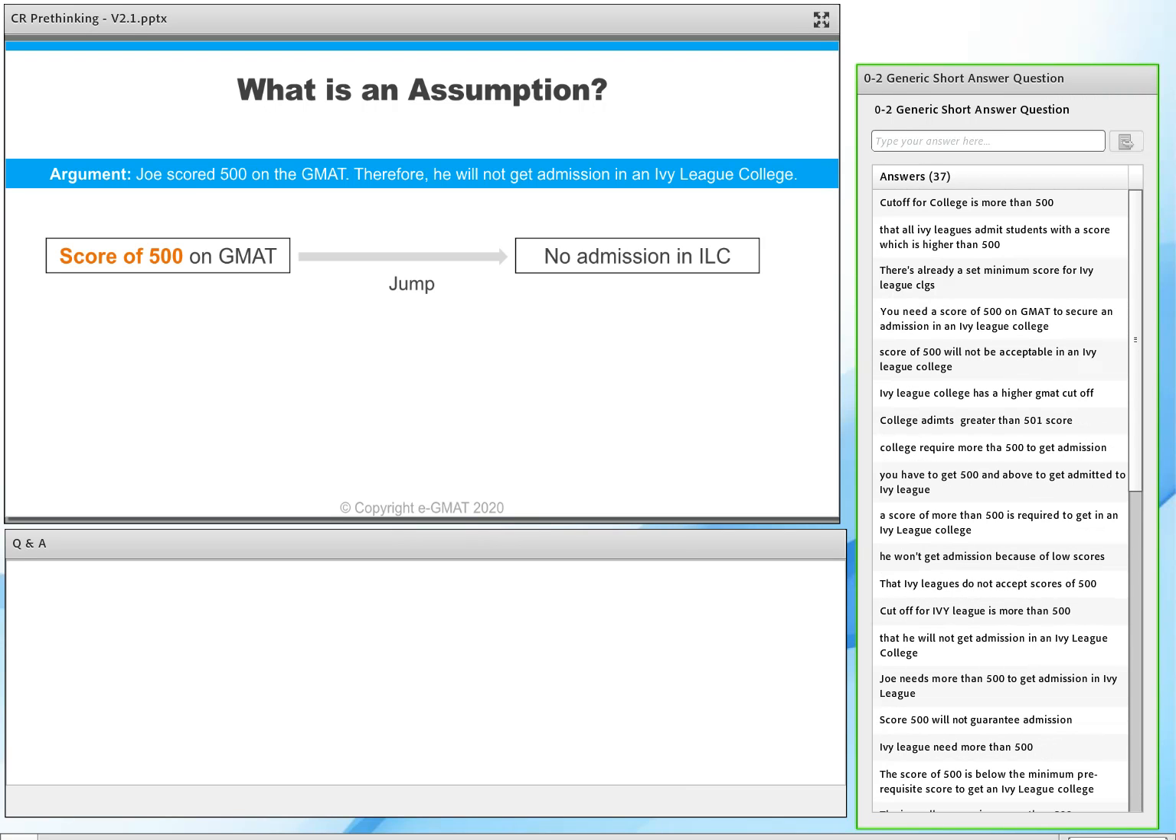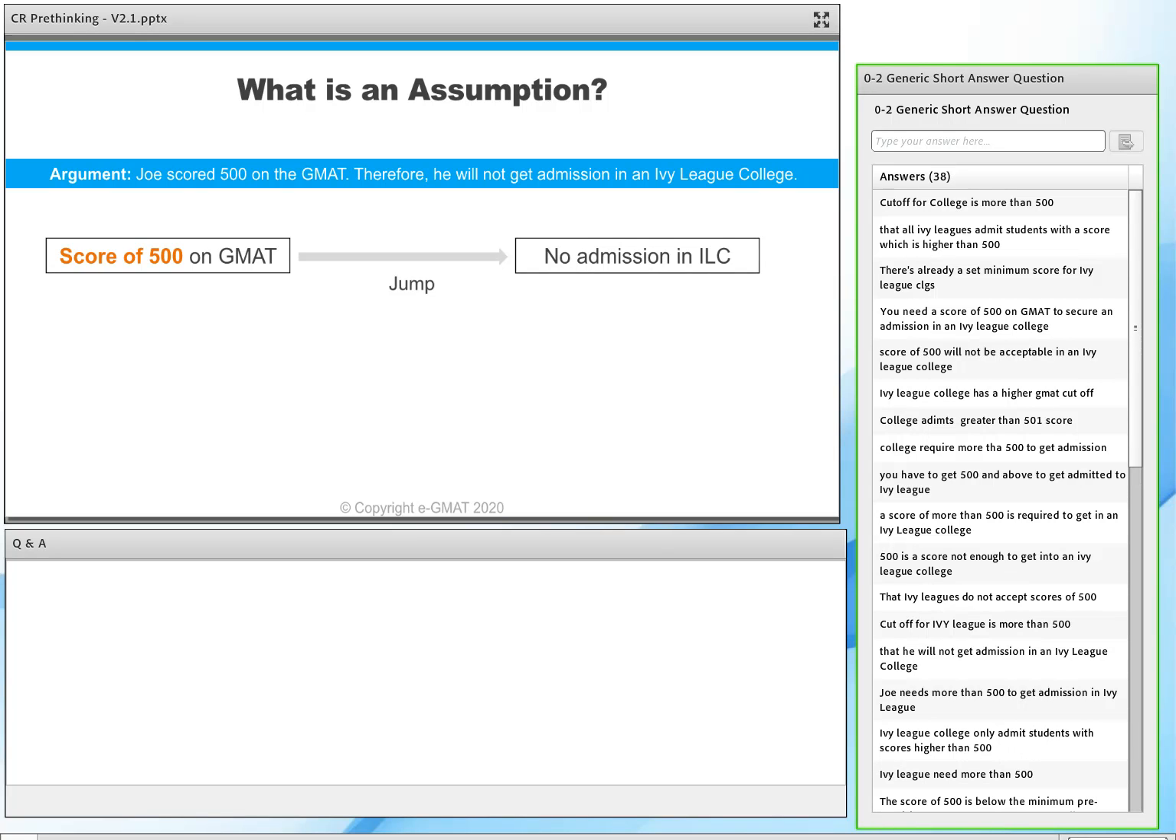Essentially, let's visualize the conclusion first. This is fairly simple, but I still want you to go through the formal exercise of visualizing. The conclusion says, therefore he will not get admission in an Ivy League college. The author's making his claim here.